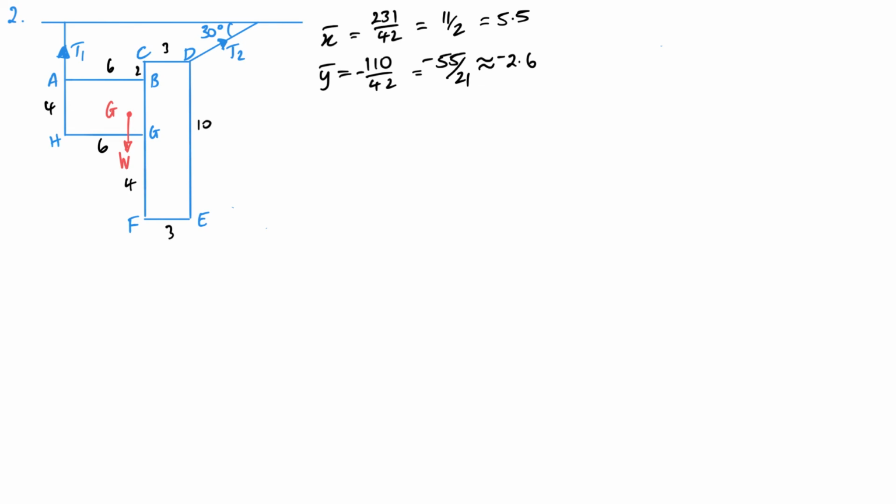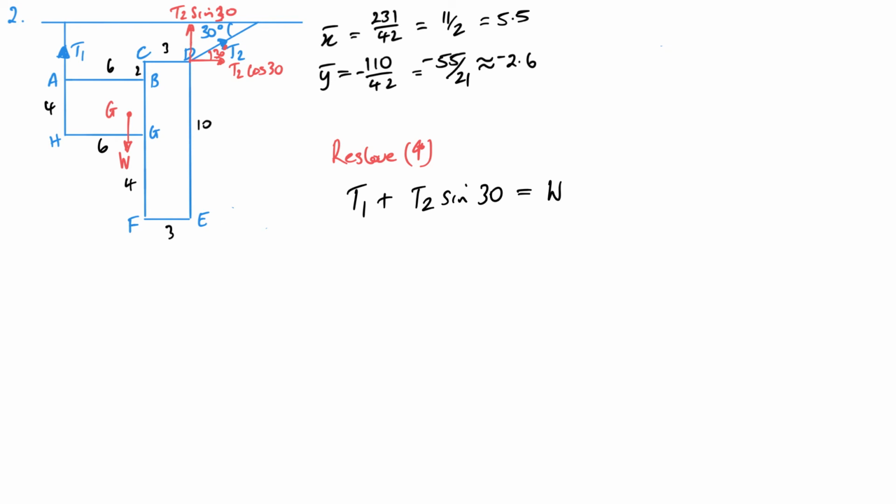Now we're going to work out this T2, so you need to think about the horizontal and vertical components of this T2. This will give me an angle of 30 as well here. So this is T2 cos 30 and T2 sine 30 on the top there. Resolving vertically means that T1 plus T2 sine 30 is equal to W.